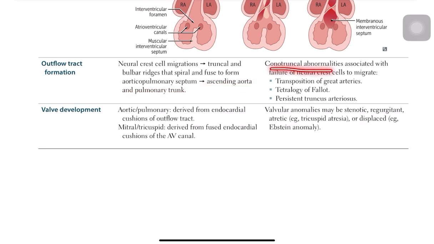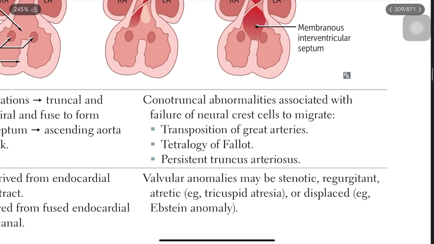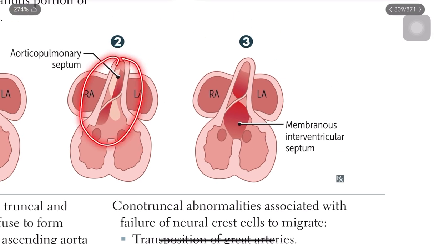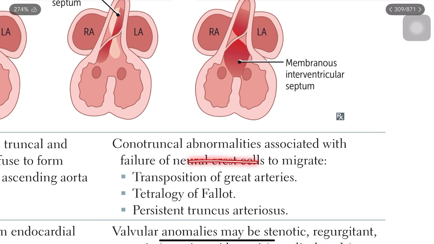We have already discussed conotruncal abnormalities. So this is one of the defects that has been discussed. Let's say you have transposition of great arteries. What do you mean? There must be a rotation of this aorticopulmonary septum. Let's say it hasn't rotated, so what you would have is transposition of great arteries.